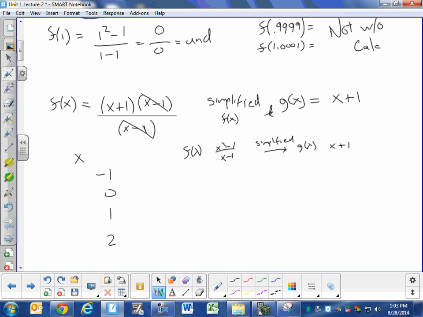Okay, let's start with -1. I plug -1 into f of x. -1 squared is 1, minus 1 is 0. -1 minus 1 is -2. That's 0. Sweet. I plug -1 into g of x. I get -1 plus 1. That's 0. So this was -1 squared minus 1 over -1 minus 1.